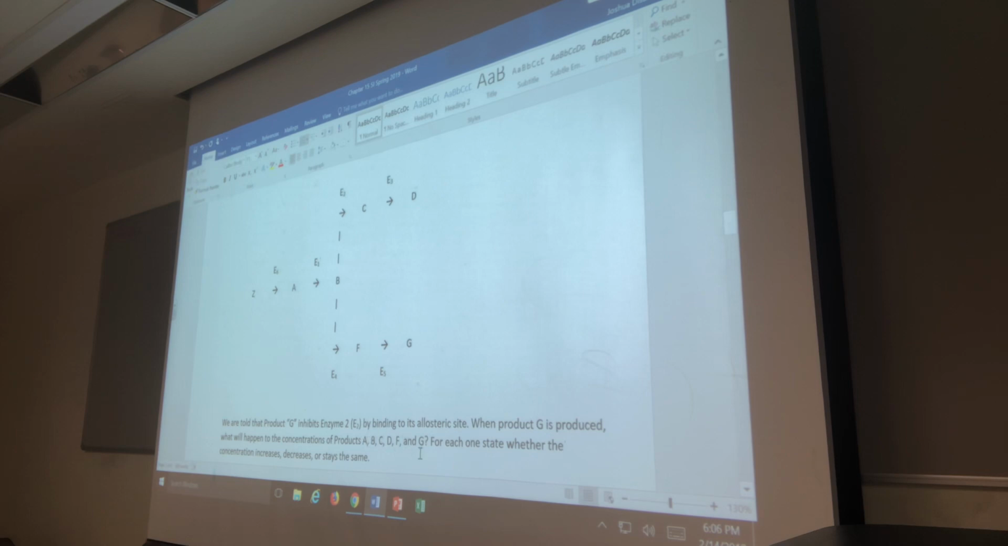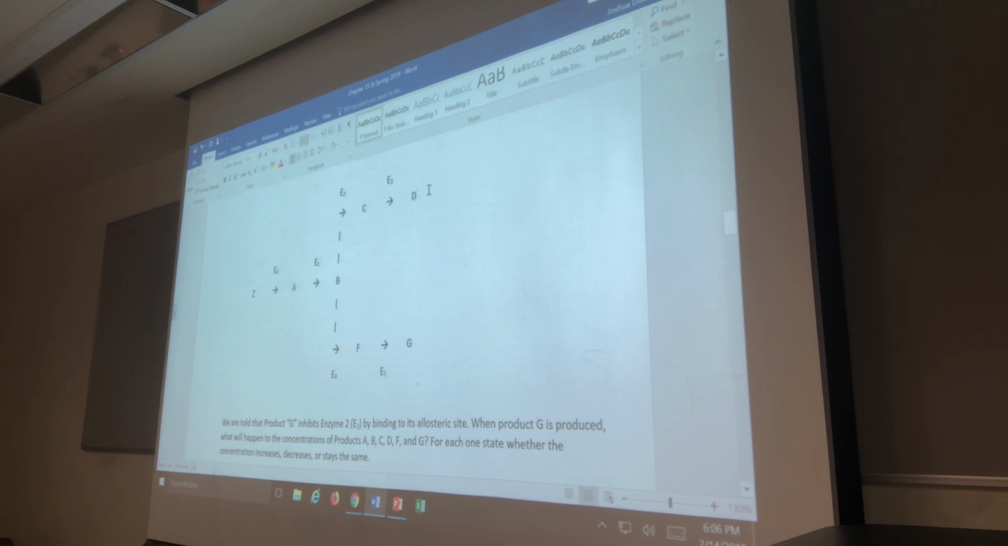What happens to everything else if product G is produced and inhibits enzyme 2? For each one of these products, state whether the concentration increases, decreases, or stays the same. So let's figure this out from easiest to hardest. If product G inhibits enzyme 2 and shuts it off, what can you guarantee will happen to product C? It should decrease, right? Exactly, because if enzyme 2 is shut off, you can't make any more of this.